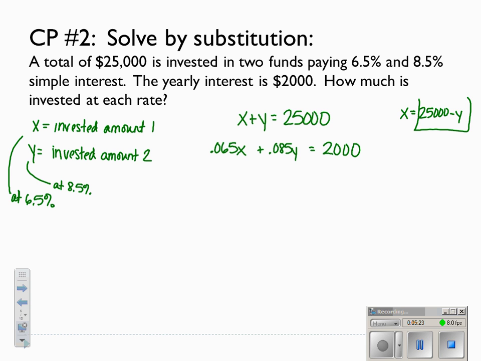So this amount is the same as x. So now I'm going to come back to my second equation and put it in there. So now I have 0.065 times that equivalent for x, and the rest of the equation stays the same. Now I can solve. Okay, so using your calculator, doing a little math here.